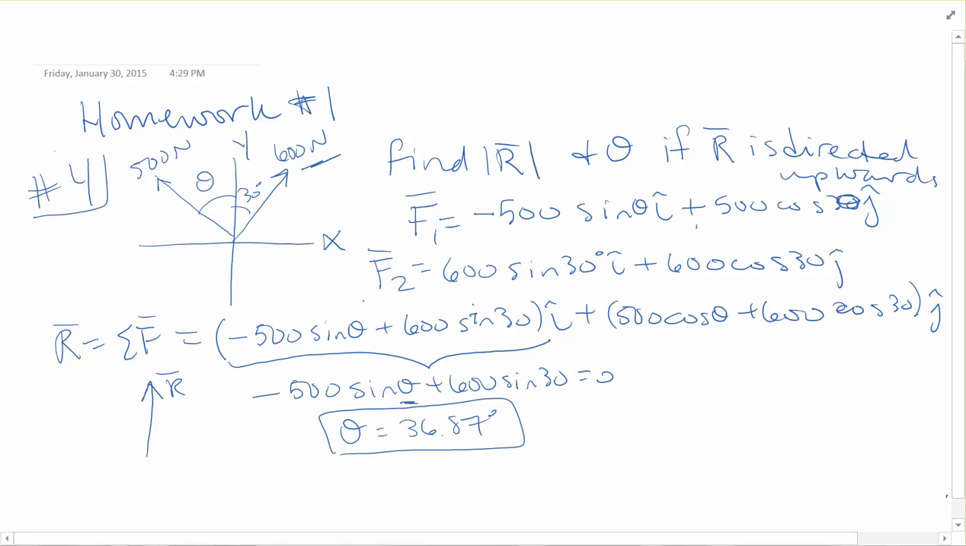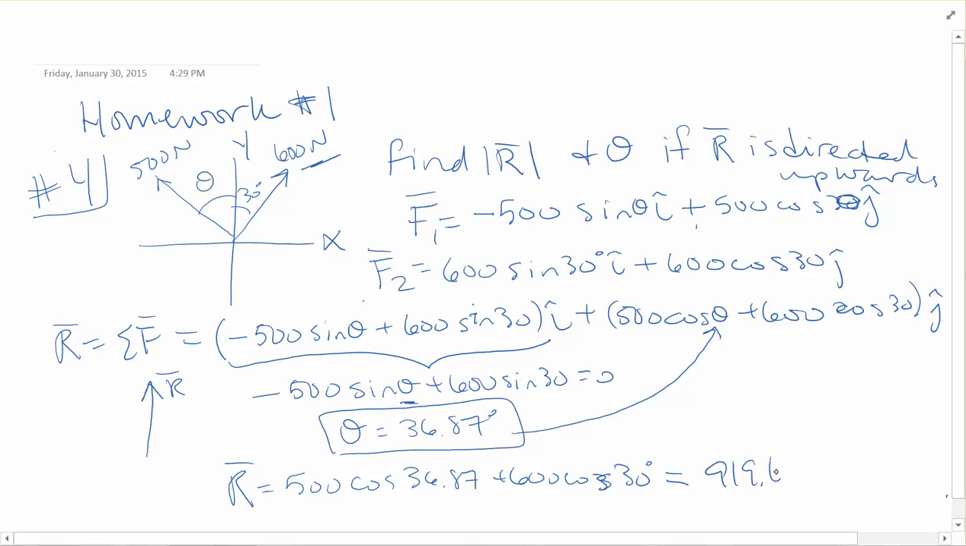Alright, so with that we can plug this in to the y component, and that'll give us our resultant force. So our resultant then will be 500 cosine 36.87 plus 600 cosine 30, whoops, which, what does that equal? That equals 919.6, and that's going to be j. So obviously the magnitude then is just going to be 919.6 newtons. Okay, and that is the end of that problem.